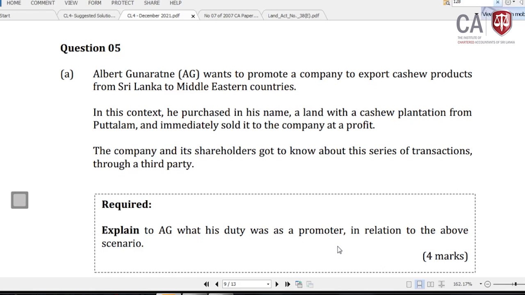Here, a secret profit is made by entering into a transaction on the promoter's own behalf. Because he did not buy the property straight away in the name of the company. Instead, first he bought it in his name and then sold it immediately at a profit to the company. So he has misused his position as a promoter to gain an undue advantage. A promoter is not permitted to do that. So he has earned this profit without making disclosure of the profit to the company or to its shareholders.